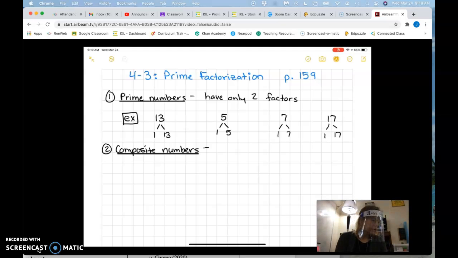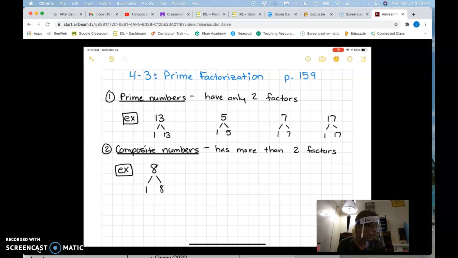So a composite number is going to be the opposite of that. It has more than two factors. And there's going to be lots of examples of composite numbers. It's any number that has more than two factors. The number 8. I can multiply 1 and 8 to equal 8, and I can also multiply 2 times 4 to equal 8. So that makes it composite because it has more than two factors.